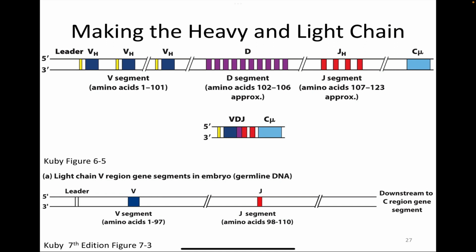And that B cell will also do this process again to make a light chain. It's a different chromosome, a different region of the genome. And it will combine, in this case, just a V segment and a J segment with some kind of constant region. And the constant regions for the light chain are different than the constant regions for the heavy chain. In the case of the light chain, we have segments 1 through 97 encoded by the light chain V, and about 98 to 110 encoded by the light chain J.